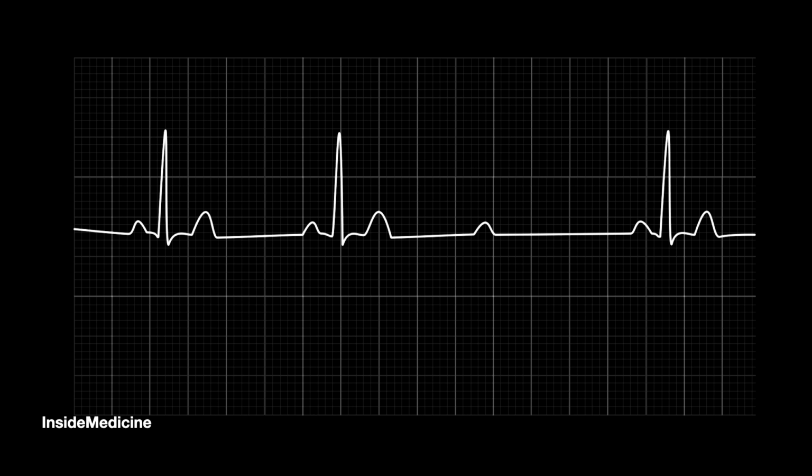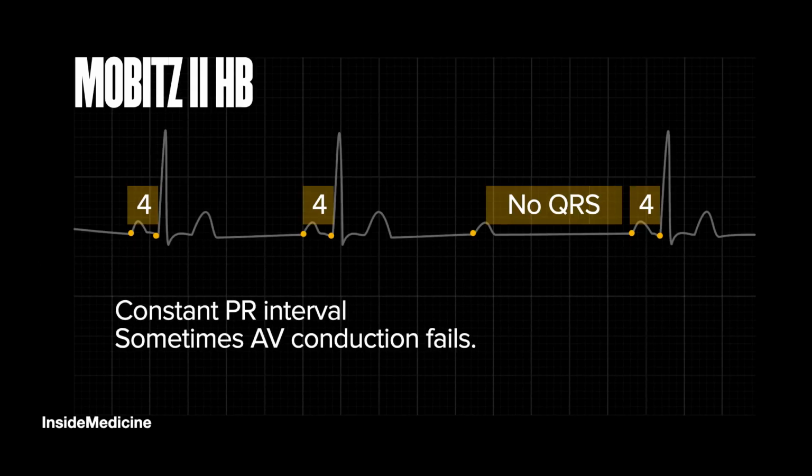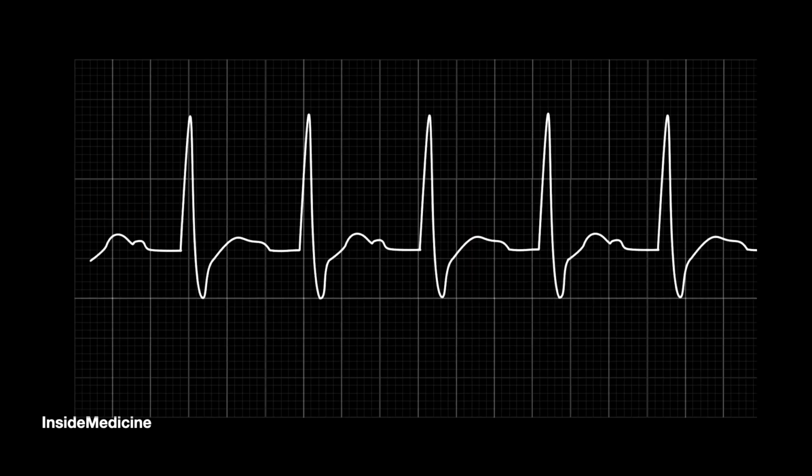So there doesn't seem to be an increase in the PR interval from what I can see, but there's a drop beat. So that is a type 2 heart block, Mobitz 2. Okay, do you think you got it right? Should we find out? Okay. Well done. So this is Mobitz type 2. Lucky guess. PR interval is 4 small squares, and then there's a drop beat. Well done. Good job.